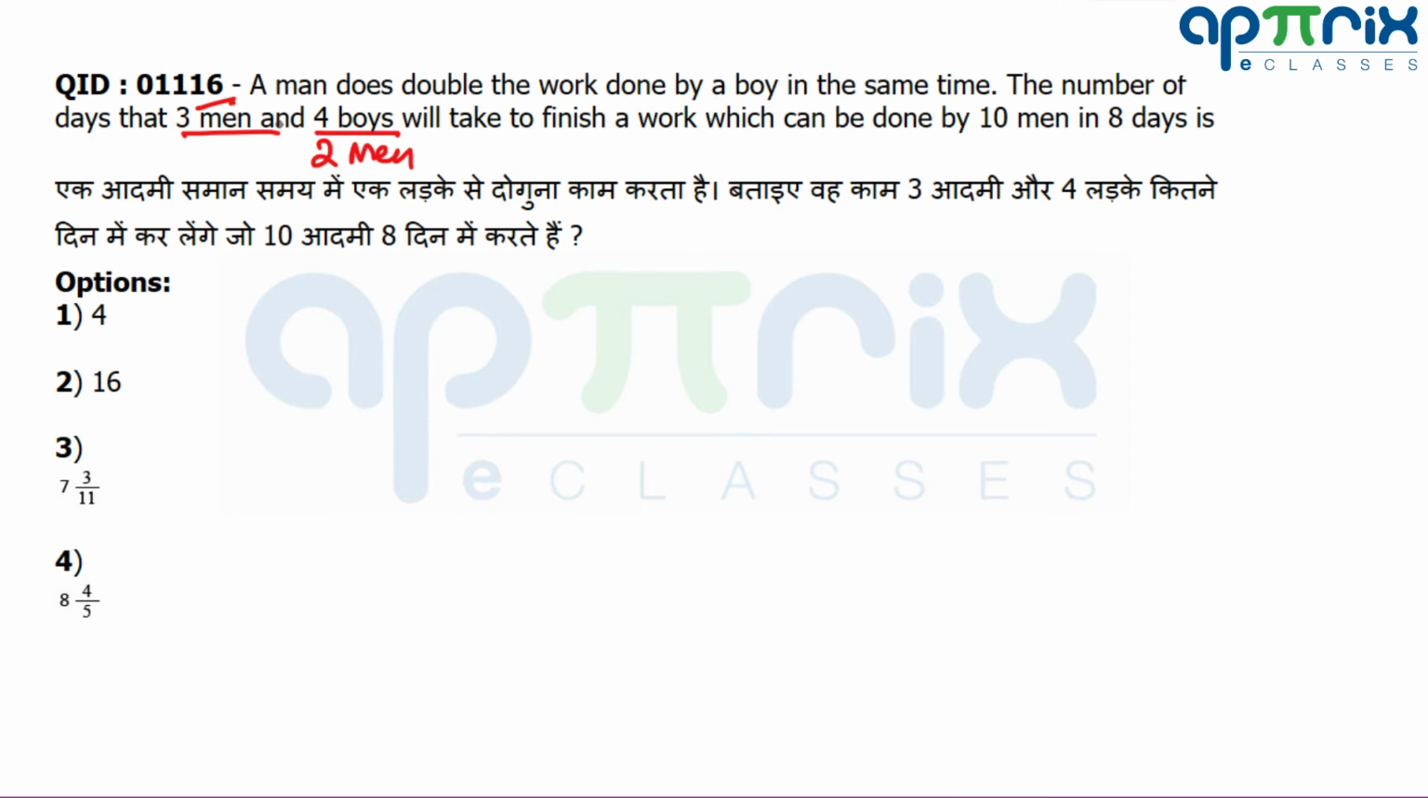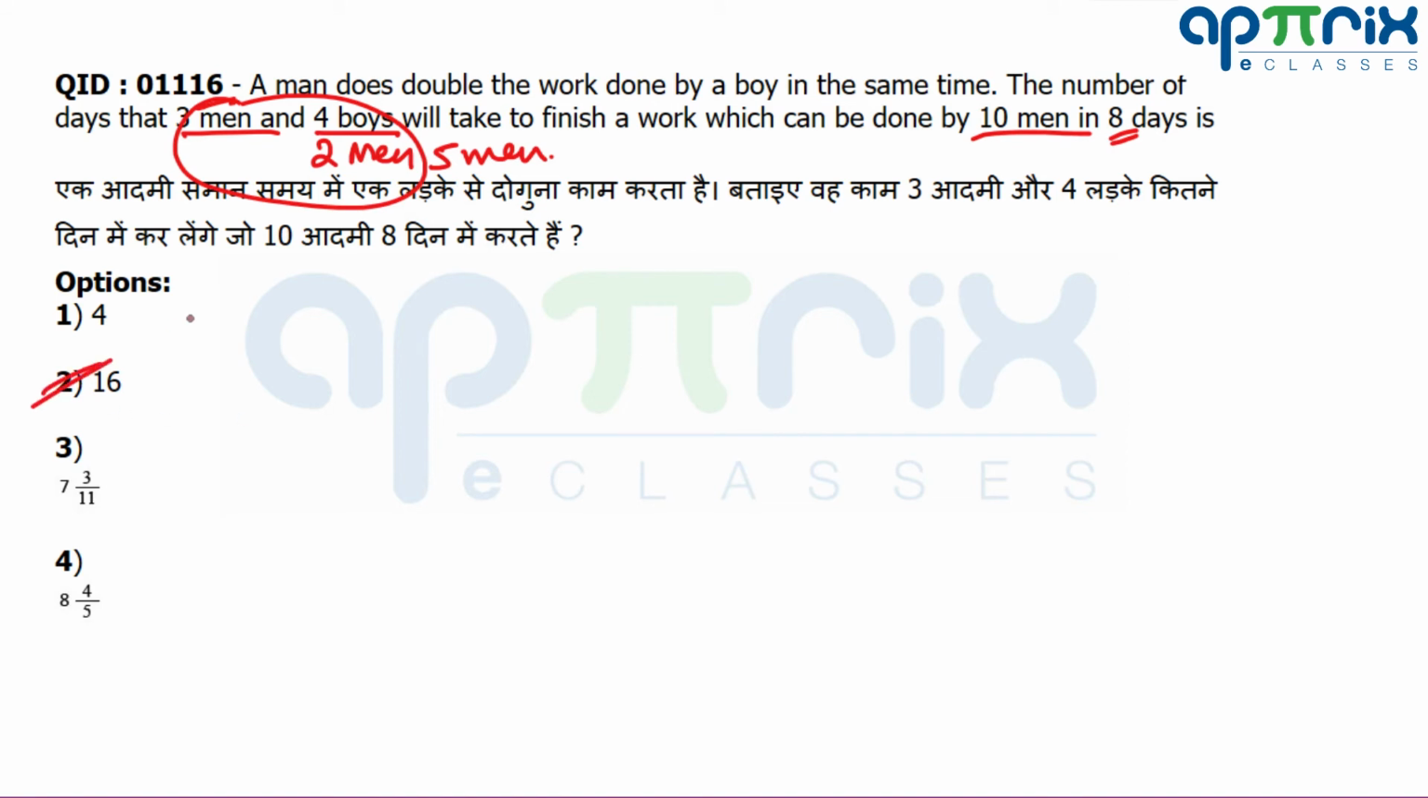So they're saying if this is the scenario, that means effectively this is 5 men. So they're asking these 5 men will finish the work in how much time, if 10 men are completing a particular work in 8 days. You have 10 men, they completed in 8 days. If you're having half the men, you will require double the time. So the answer is going to be 16.